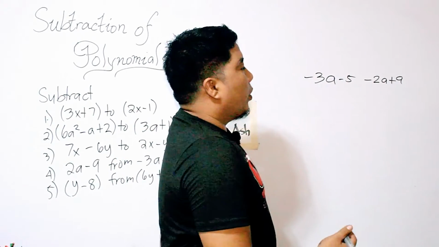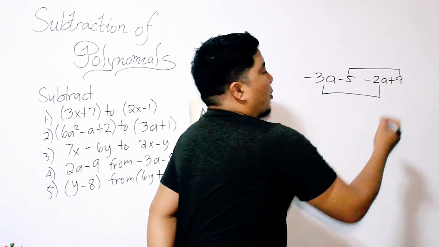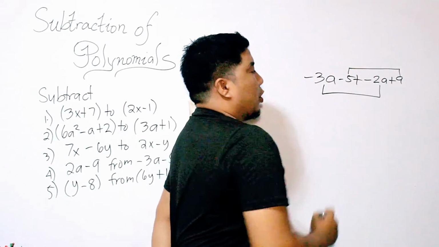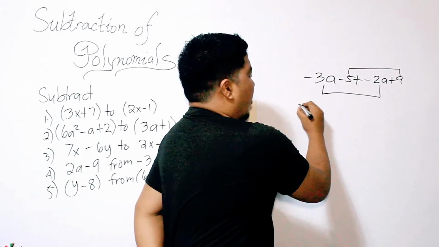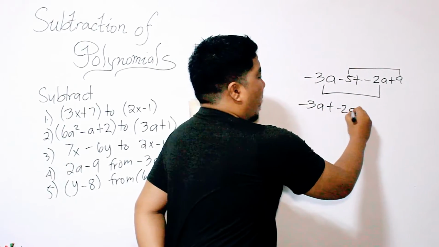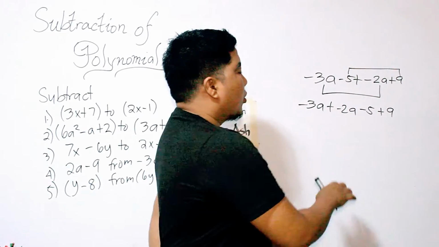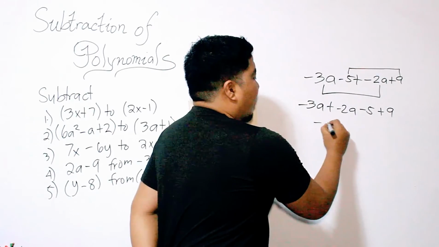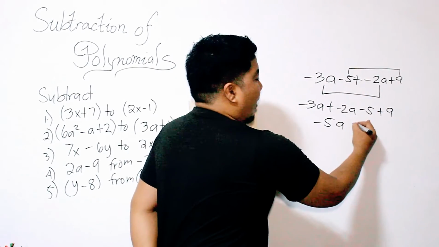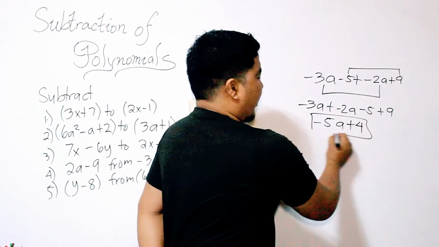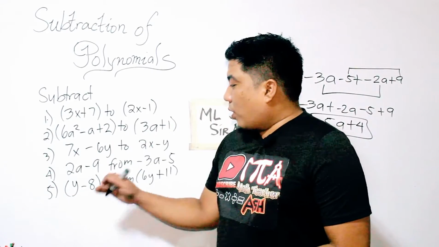So what we need to do here is we will identify the common terms. And these are the common terms. Then we go to addition. Okay? So negative 3a plus, okay, I'll just write it down. Negative 3a plus negative 2a, and then we have negative 5 plus positive 9. Okay, so negative 3a plus negative 2a, that will give us negative 5a. And then negative 5 plus 9, that will give us positive 4. And this is our final answer. Easy, right? Okay, now let us go to our final example.